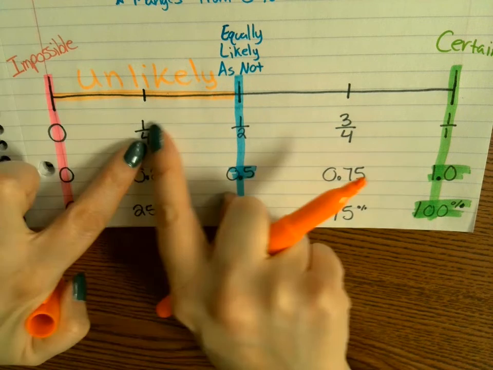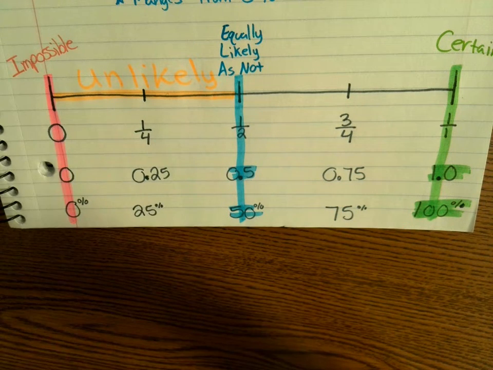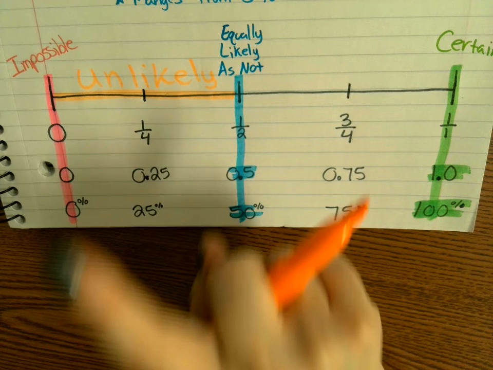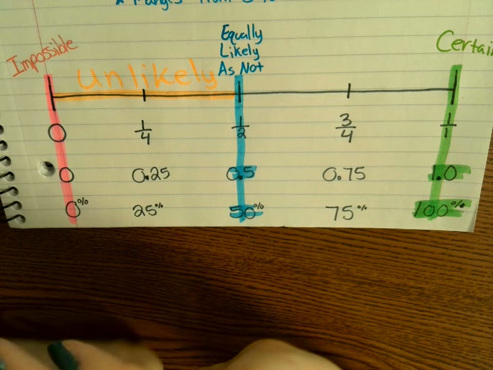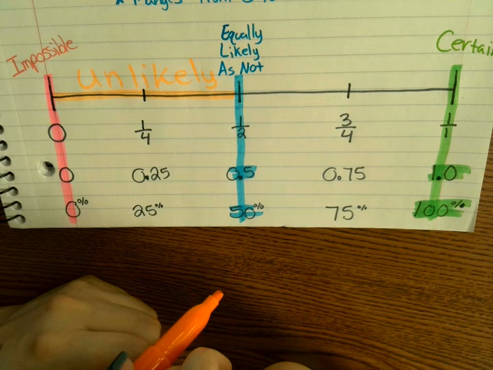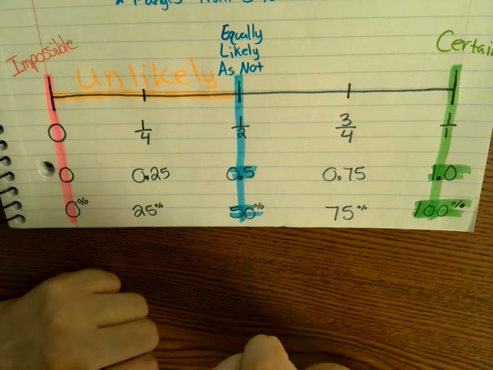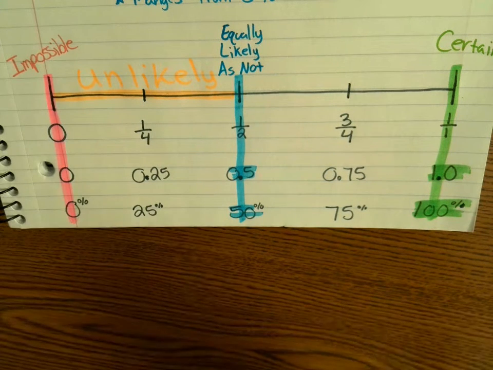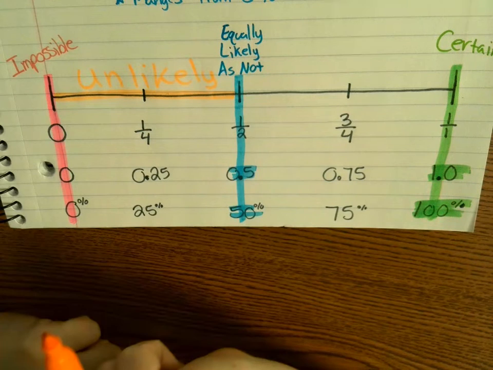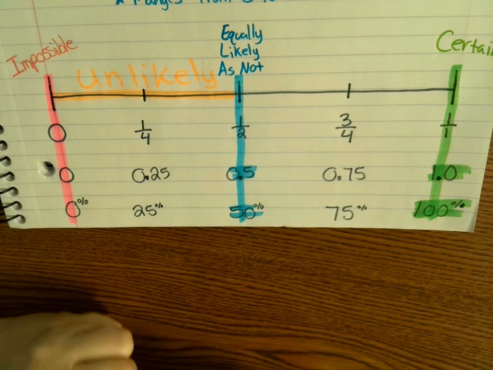If my probability is 0.000000001, that's unlikely. It's extremely unlikely, but still unlikely. Just the same as if it's 0.49999999999, that's still unlikely. It's not exactly 50%. And the same goes for here.